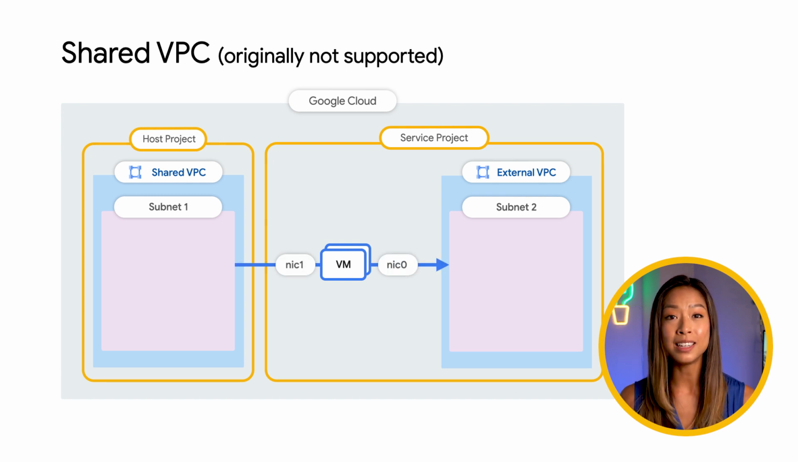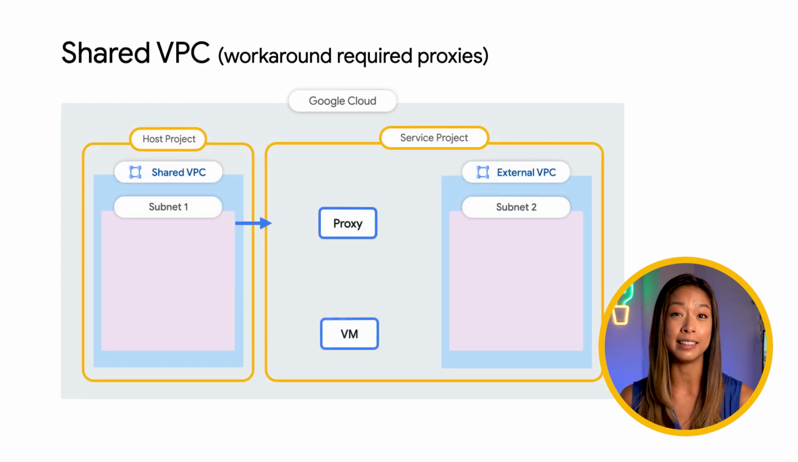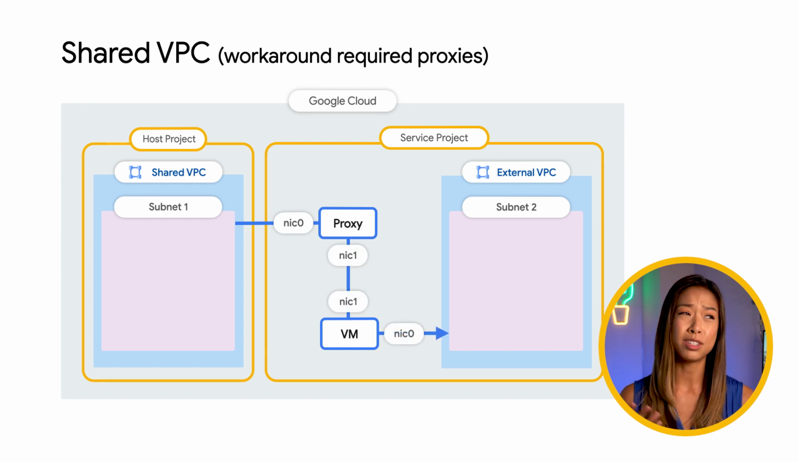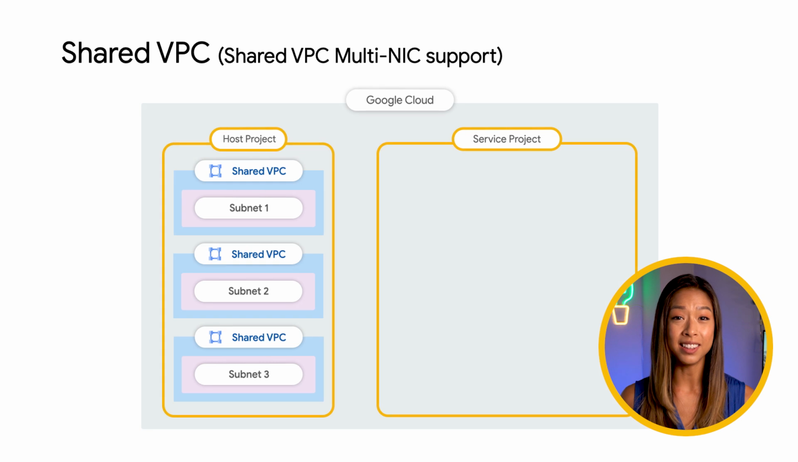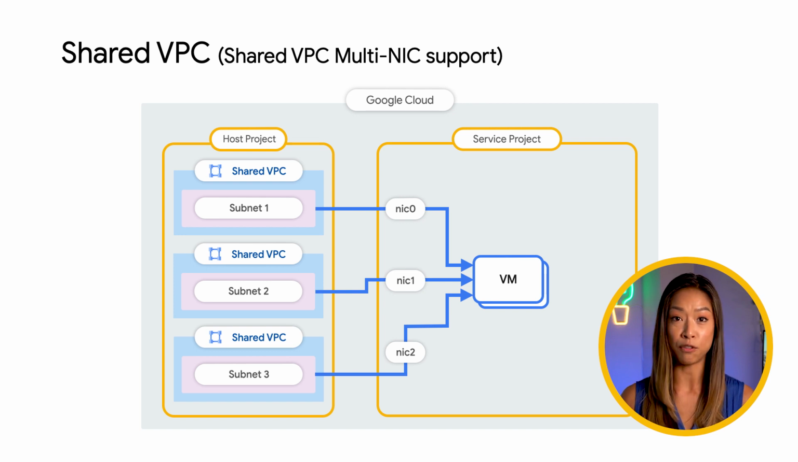NIC 0 would be tied to the local VPC, while NIC 1 would be assigned to the shared VPC. To support this, customers would have to deploy proxies to front-end the instances, which led to more management and resource overhead. With this recent launch, we now support shared VPC on a non-default NIC. Now you can attach a shared VPC to any NIC of an instance. And this eliminates the requirement of proxies and gives more flexibility for VM configurations.